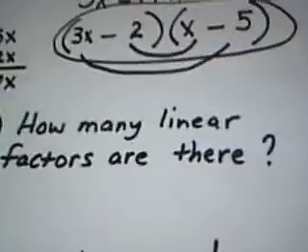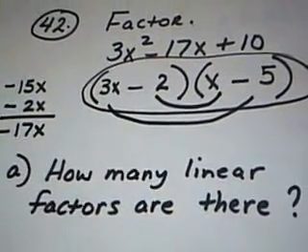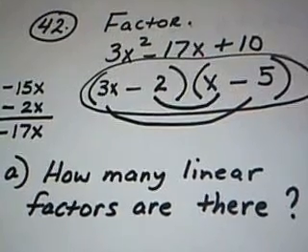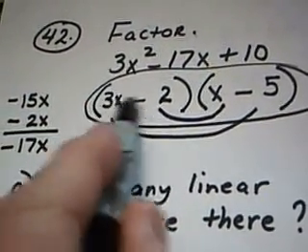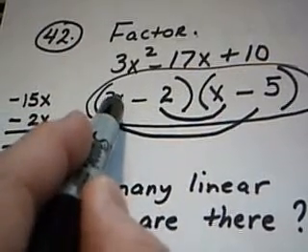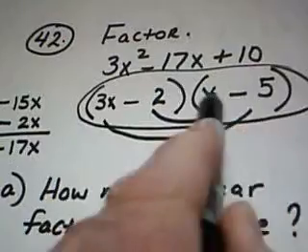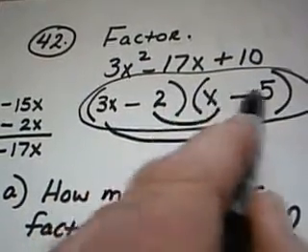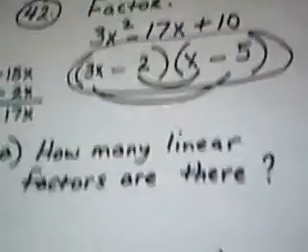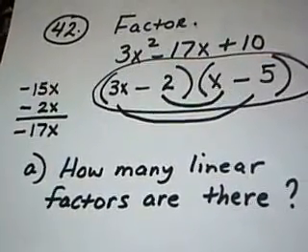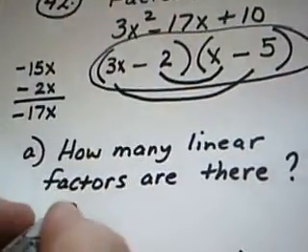Now, first question, how many linear factors are there? Well, remember what linear means. Linear means degree 1. 3x minus 2 has degree 1 because the x is raised to the first power. X minus 5 also is degree 1 because x is raised to the first power. It's the highest power. How many linear factors are there? Well, there are 2.